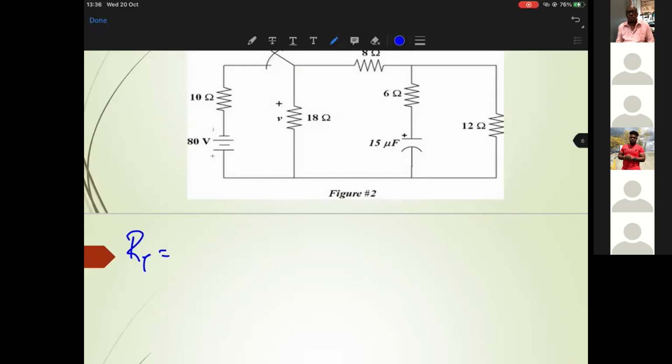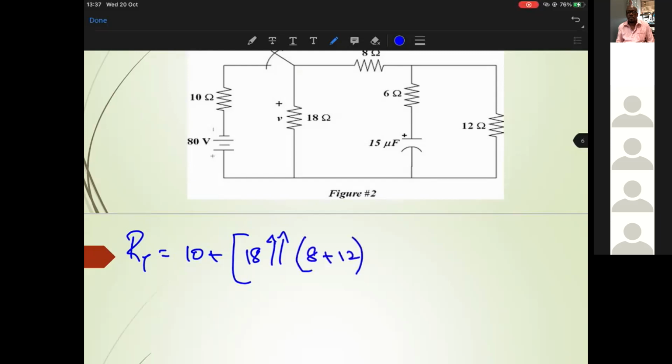All right. Samash, help us out. What's RT? Just give me the expression. The expression would be 18 in parallel with the quantity 8 plus 12, in series with the 10. So the 10 is in series with the rest of the circuit, which is 18 in parallel with the 8 in series with the 12. And that equals 370 over 19 ohms. 370? Yes, sir, over 19 ohms. Okay, I'll take your word for it. That's correct.